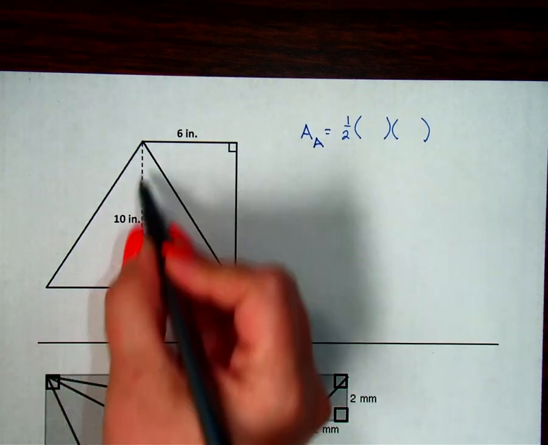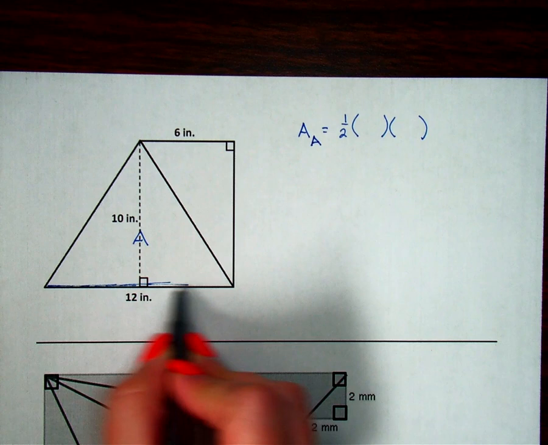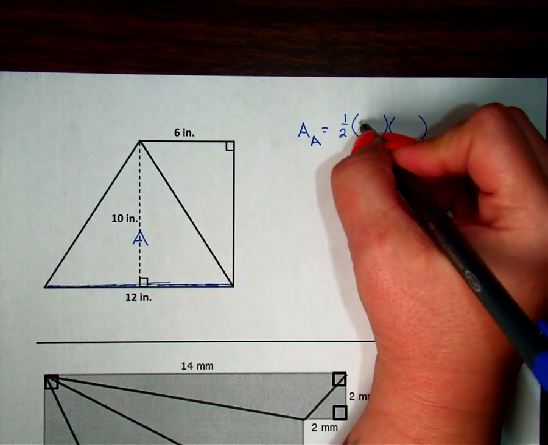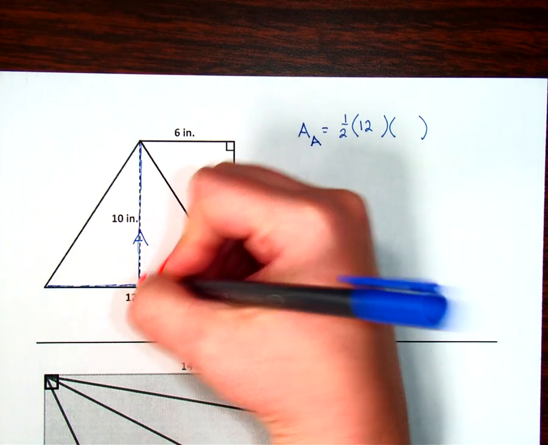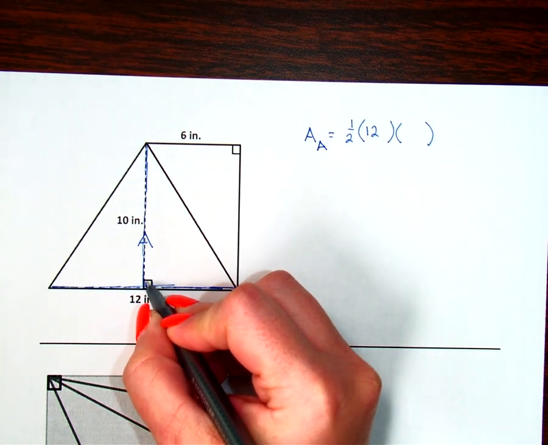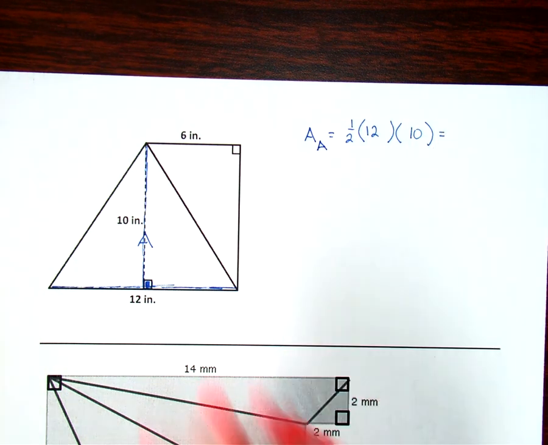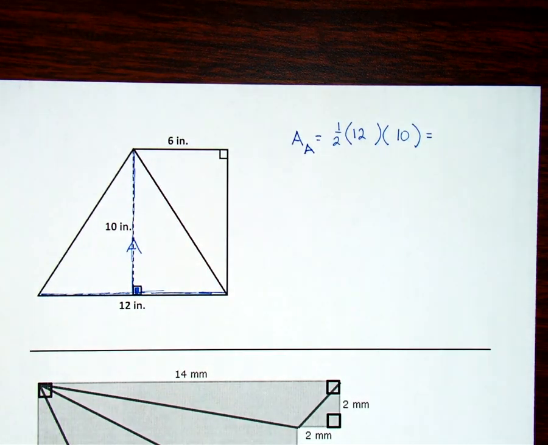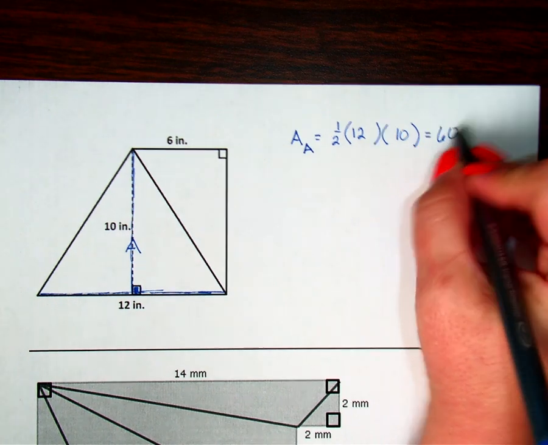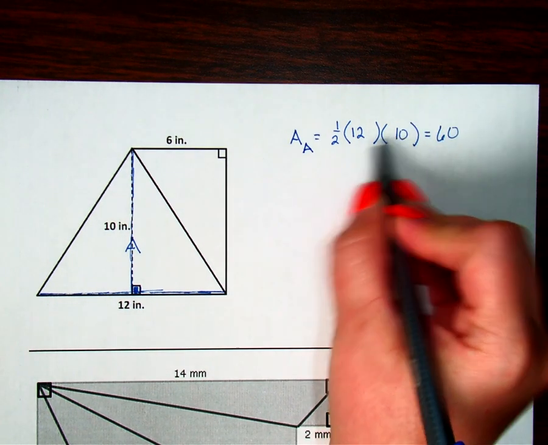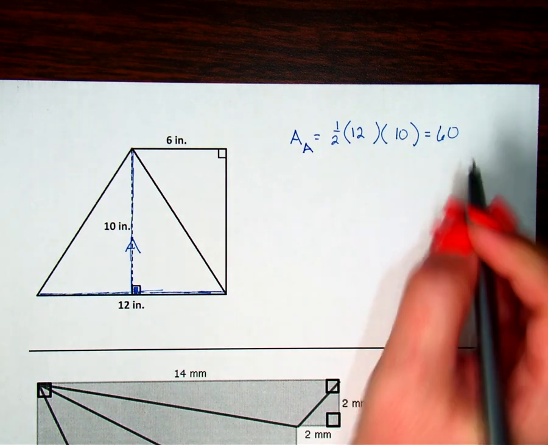So the base of this whole triangle is here, 12, and the height is here. And I know that's the base and the height because I can see they come together at this right angle. Okay, so 1/2 of 12 times 10, half of 12 is 6, and 6 times 10 is 60. Or again, remember you could multiply these first and then divide by 2. So you could do 12 times 10, 120, divided by 2, is 60.